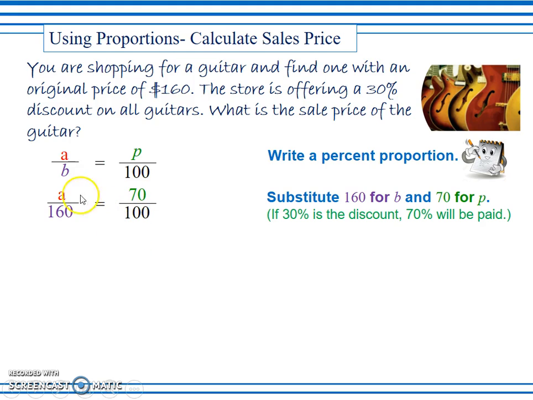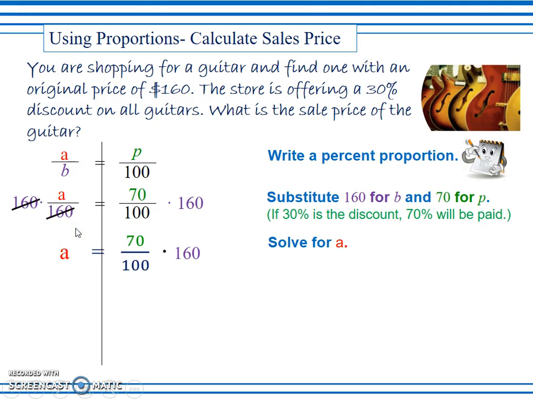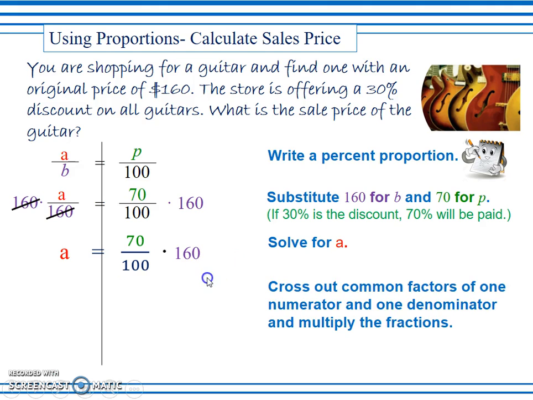When we do that, now we can solve to find out what our sale price would be. So when I solve, I'm going to do it with the multi-step problem. So I'm going to get rid of this denominator, so I'm going to multiply both sides by 160, and I'm going to find out that the part, or the sale price, is going to be the discount times the base price. So that's going to be the same as 70 hundredths times 160 over 1.